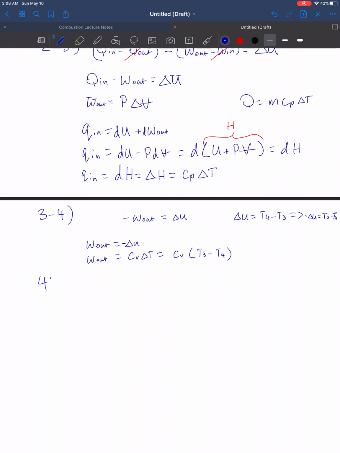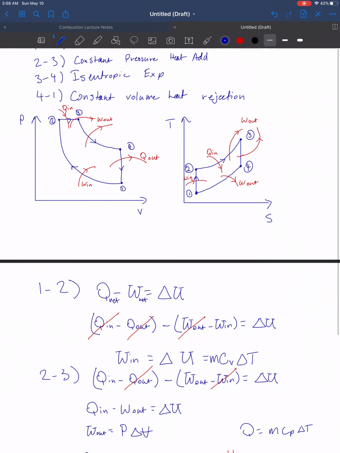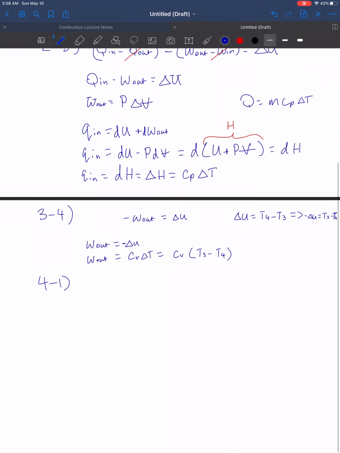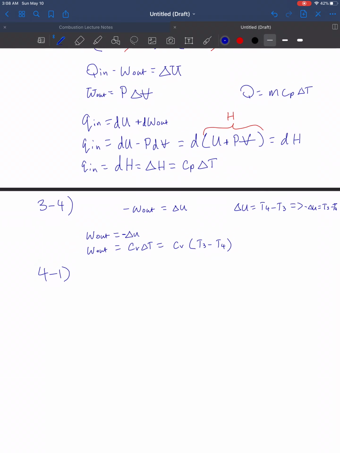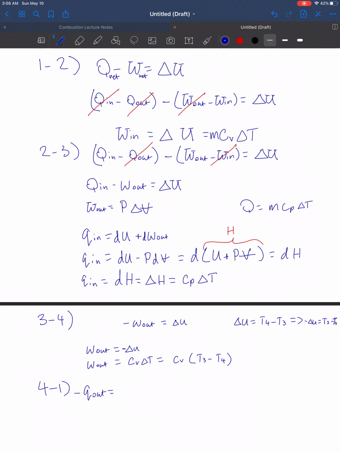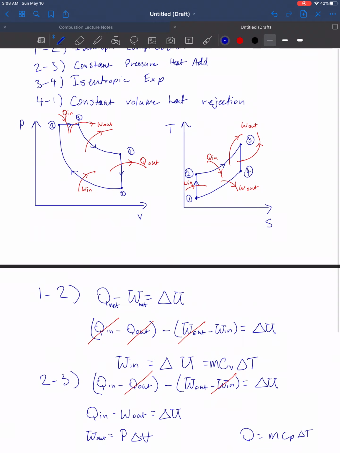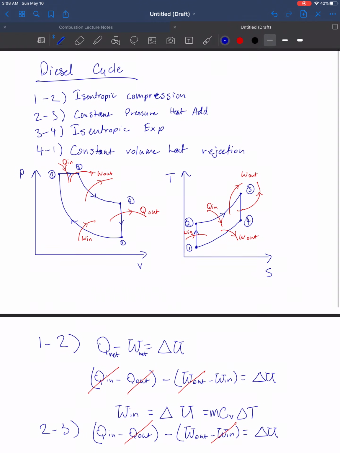And then let's look at 4 to 1. 4 to 1 is what? Q out, strictly, right? There's no work done. So now what do we get? Negative Q out is equal to delta U, because there's no work. Same type of thing, right? So Q out is going to be equal to our negative delta U. That's going to be equal to CV what? That should be T1 minus T4, right? Is that even possible?